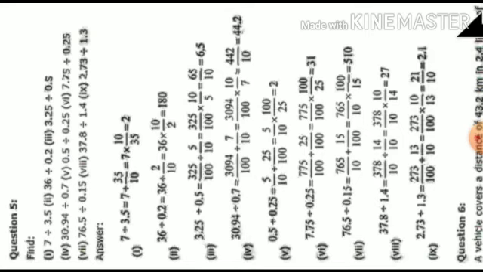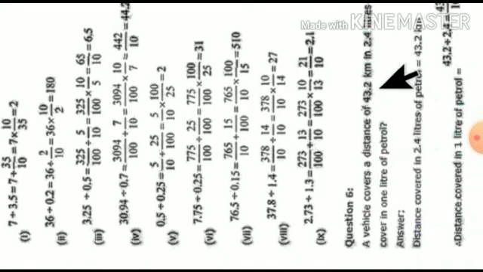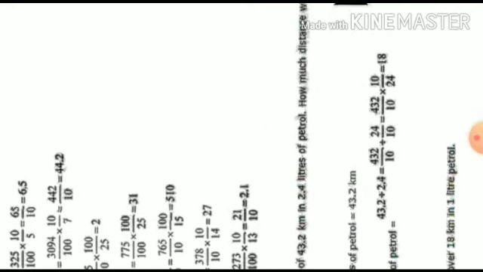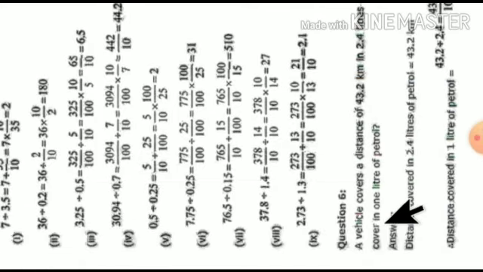Now let us see question number 6. A vehicle covers a distance of 43.2 km in 2.4 liters of petrol. How much distance will it cover in 1 liter of petrol? So we have to find out how much distance it will cover in 1 liter of petrol. So let us see the answer.